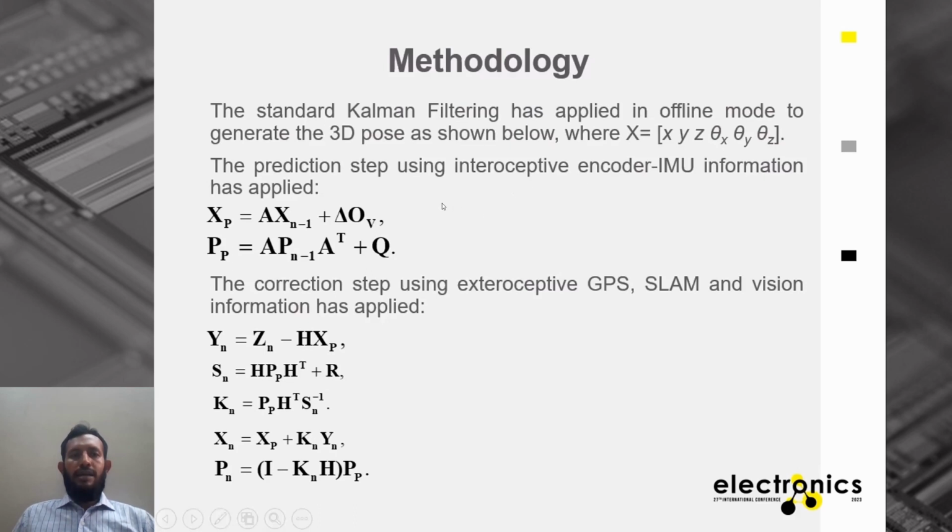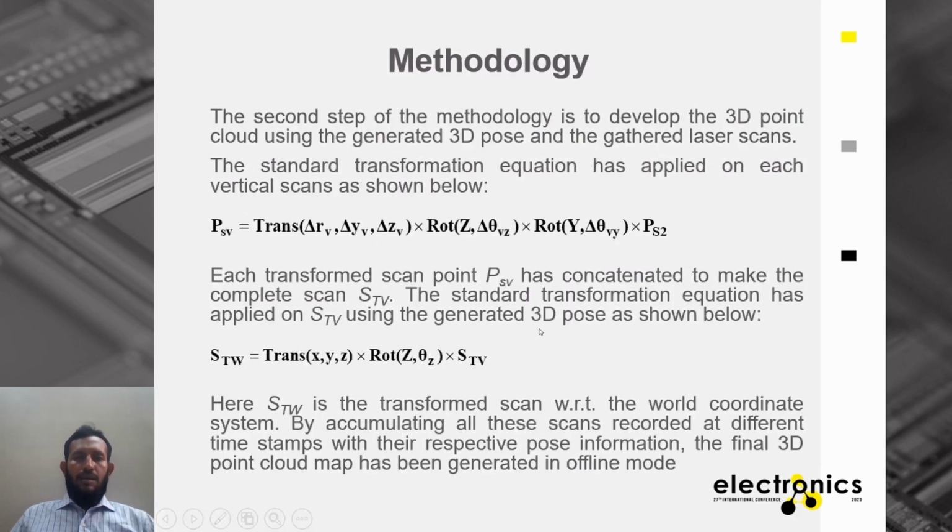In the prediction step we first utilize the encoder and IMU data, and then, based on the incoming signal, which may be from GPS, SLAM, or vision, the correction phase of the Kalman filtering runs. So Zn indicates any possible exteroceptive sensor information, which can come from these kinds of sensors.